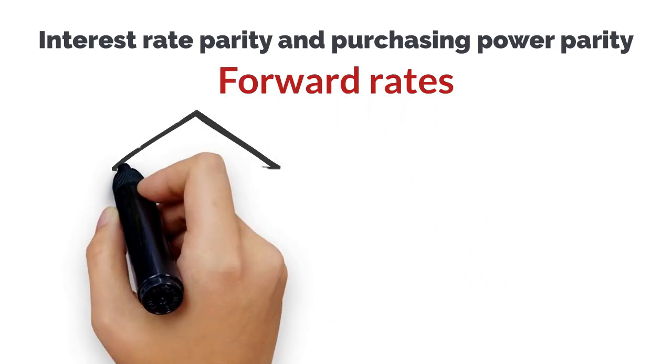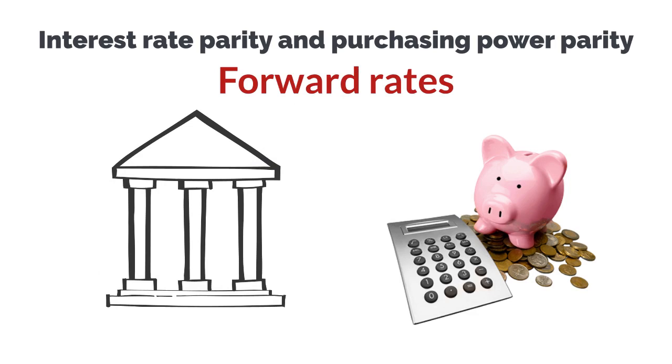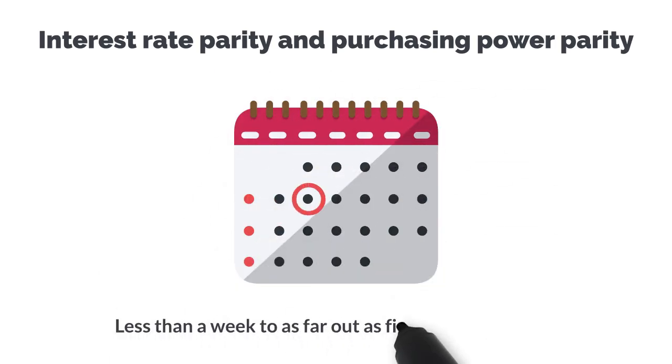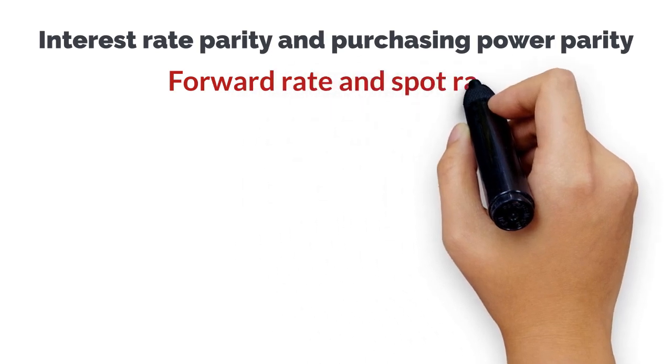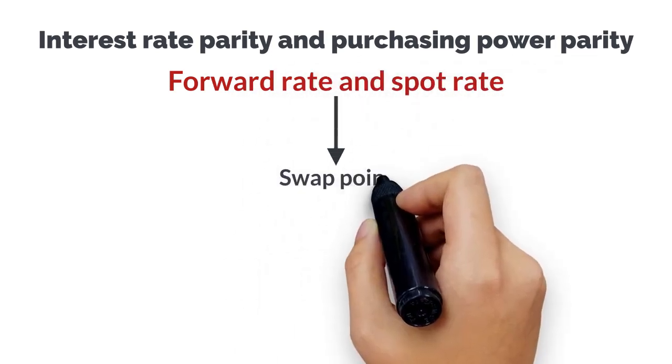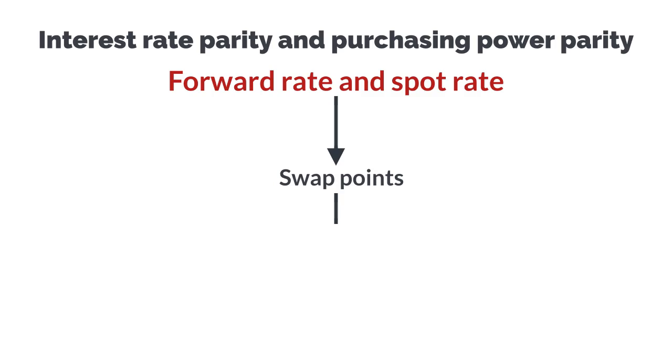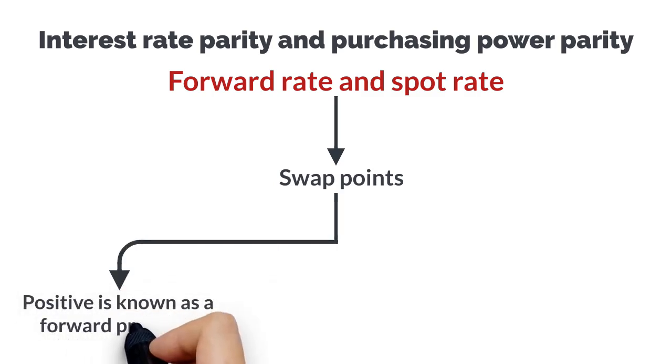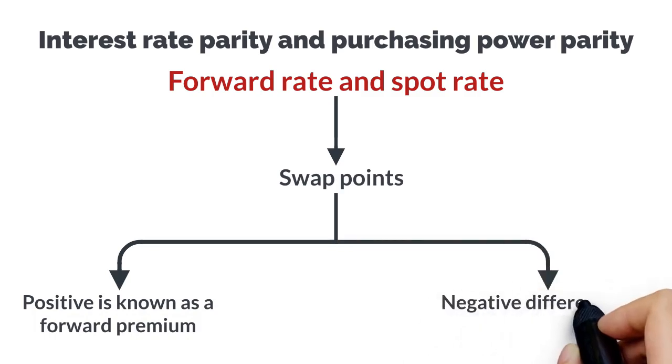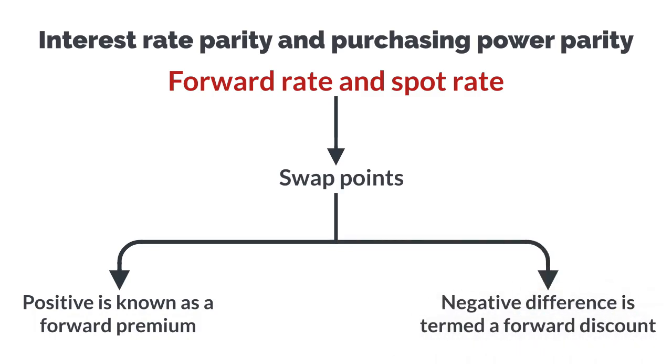Forward rates are available from banks and currency dealers for periods ranging from less than a week to as far out as 5 years and more. The difference between the forward rate and the spot rate is known as swap points. If this difference, forward rate minus spot rate, is positive, it is known as a forward premium. A negative difference is termed a forward discount.